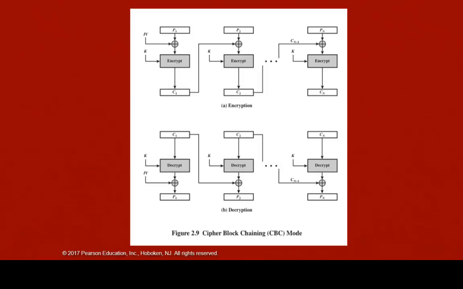One reason for protecting the IV is as follows. If an opponent is able to fool the receiver into using a different value for IV, then the opponent is able to invert selected bits in the first block of plaintext.